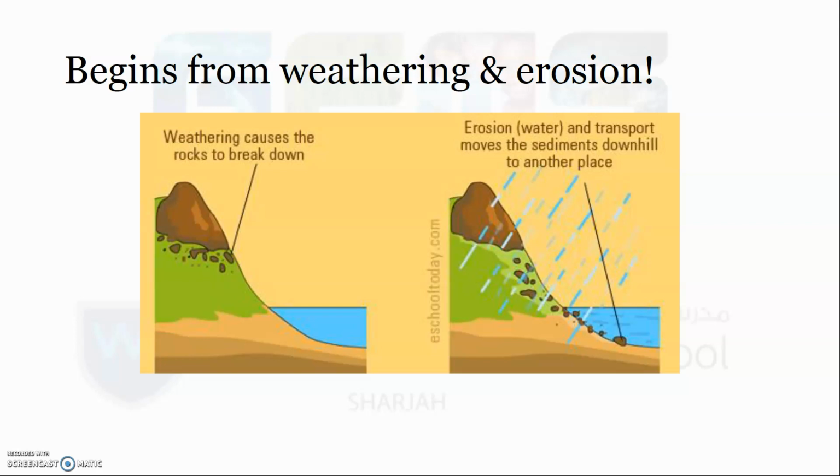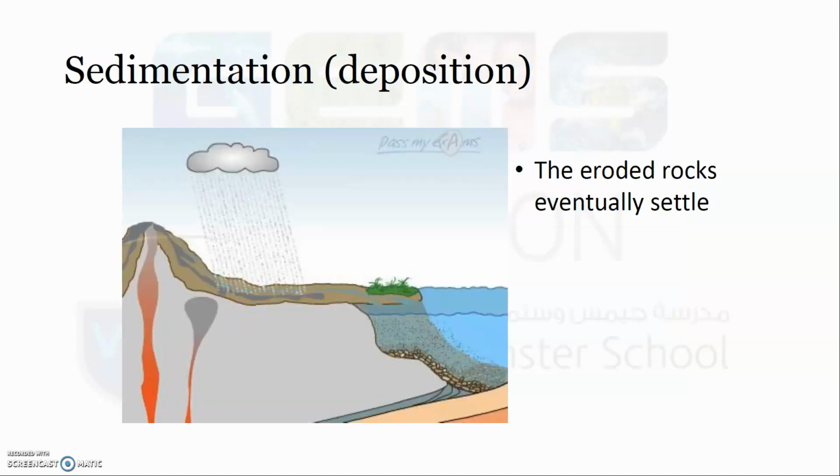Transport moves the sediment downhill to another place. So because of weathering, the sediments are carried down to the lake. Now the lake will deposit them in another place. The deposition process is called sedimentation in scientific terms, and you should know it too. The eroded rocks will eventually settle down, meaning they will stop, they will come to a halt.